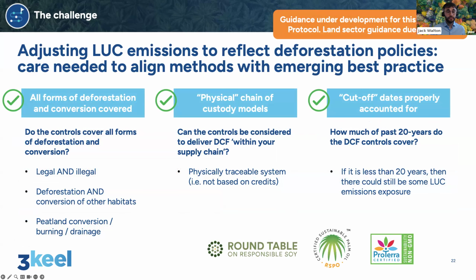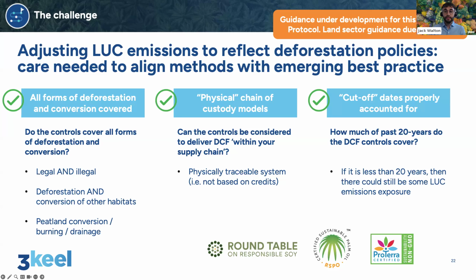So firstly, your land use change emissions factor should include all forms of deforestation and conversion. That's legal and illegal, as well as going beyond deforestation to include conversion of all other habitats as well. Often deforestation is just included by itself. And that also includes peat. So burning or draining of peat, which is also commonly missed out within land use change databases.